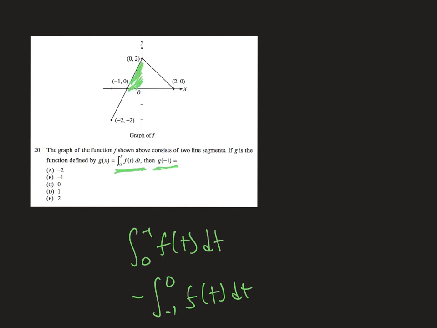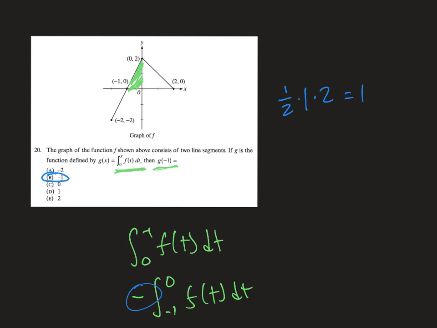So you use a little geometry here. It's 1/2 base times height, so 1/2 times 1 times 2. That's just going to be 1, and we want the opposite, so our answer is negative 1, which is letter B. It's really important that you understand what a definite integral means to a graph. And we'll continue to work on that.